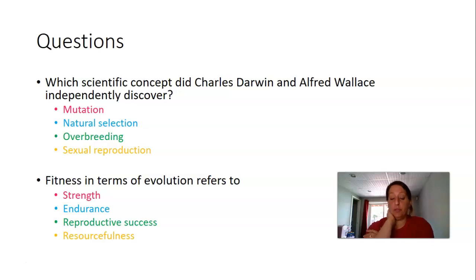And hopefully you answered blue, natural selection. So both scientists were trying to figure out the mechanism for evolution, and both figured out that it was natural selection.